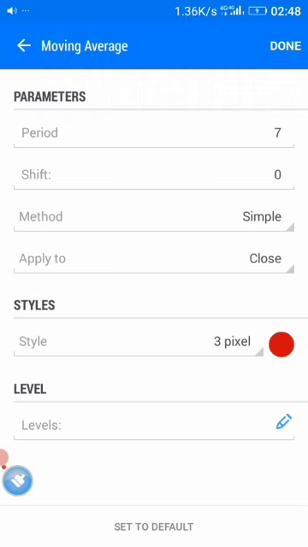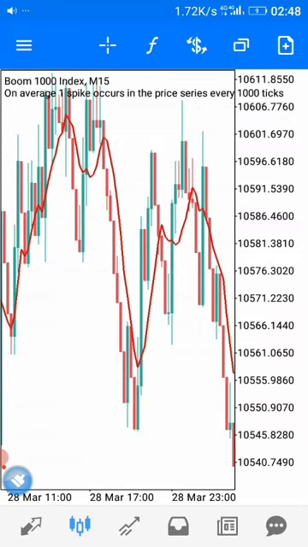The period is 7, shift 0, method simple, apply to close, and then the style 3 pixels. We're using the color red. You can use any color of your choice, and then you click done.